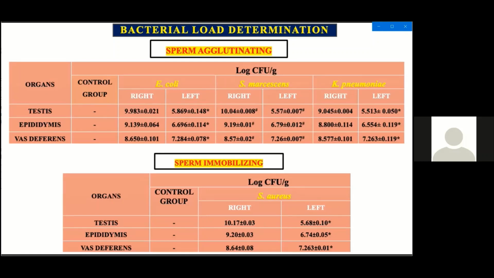In case of vas deferens also, the count was higher on the right hand side, that is 8.64, whereas on the left hand side the count was 7.2. So from these results also it can be said that the organism got established in higher number on the right hand side as compared to the left hand side, and that also maximum in the testis as compared to vas deferens.